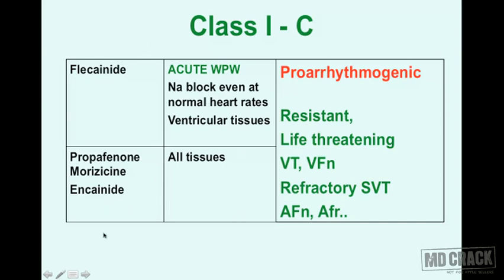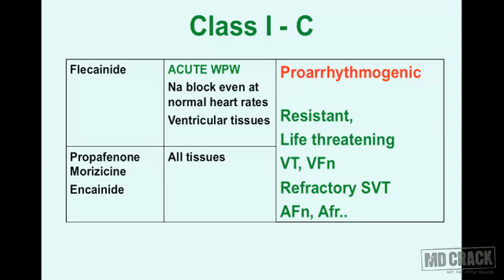These drugs, flecainide plus propafenone, moricizine, and encainide, they have got a pro-arrhythmogenic effect. So they can lead to cardiac arrhythmia. However, they are useful for resistant arrhythmia and life-threatening arrhythmias, especially ventricular tachycardia and ventricular fibrillation, and sometimes for refractory supraventricular tachycardia, atrial fibrillation, and atrial flutter.